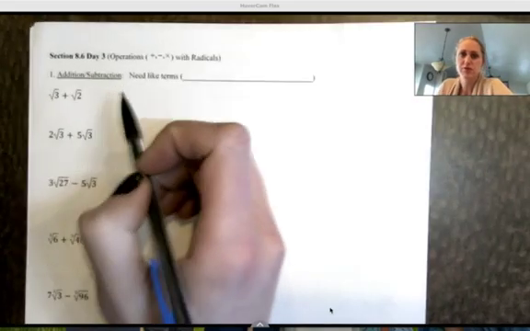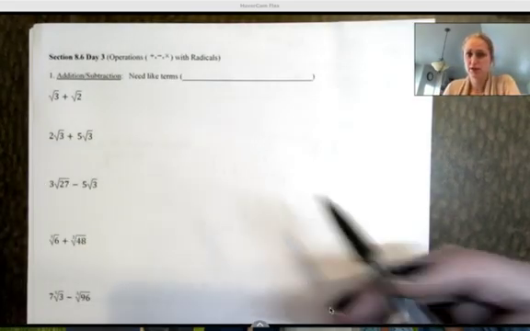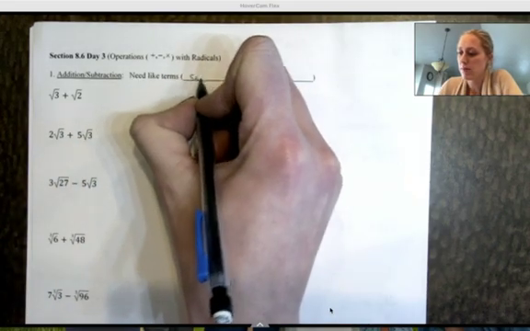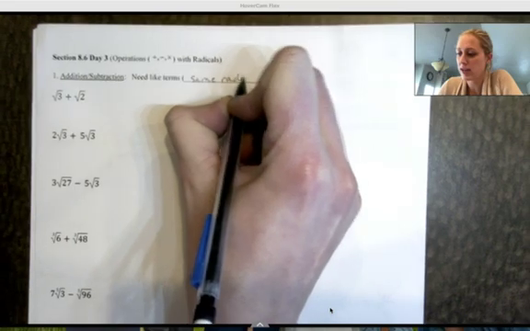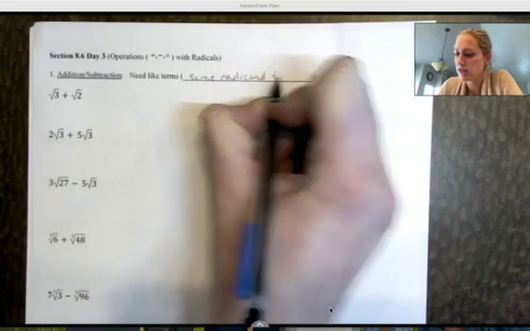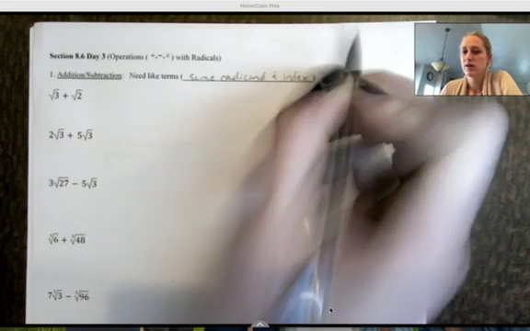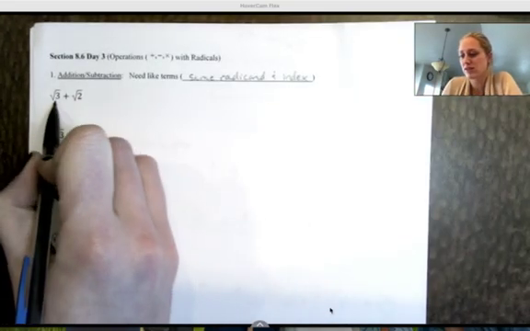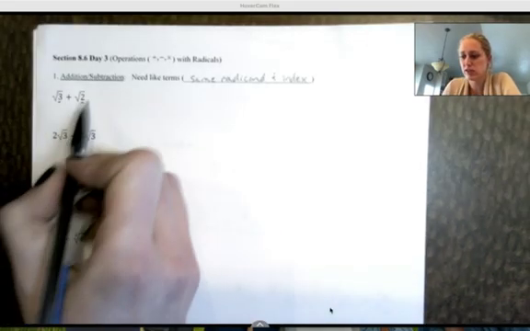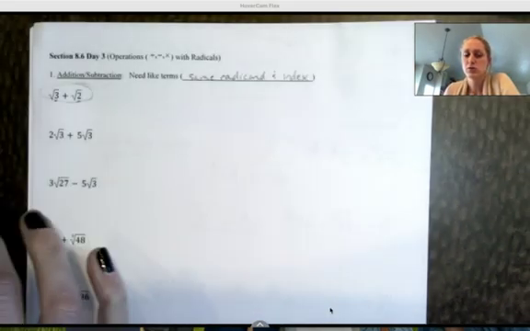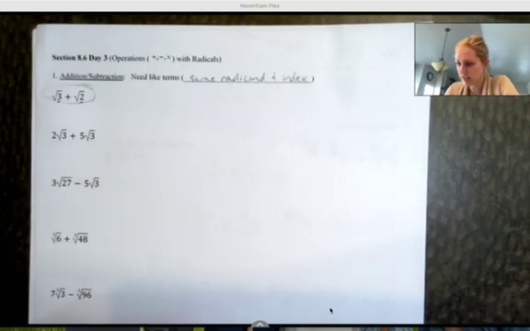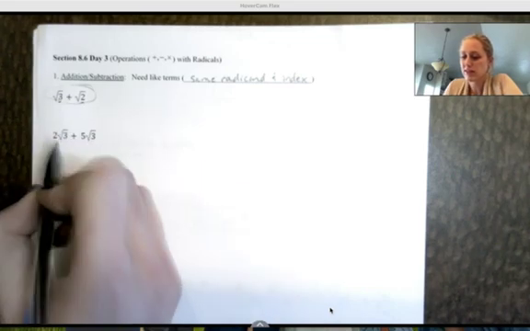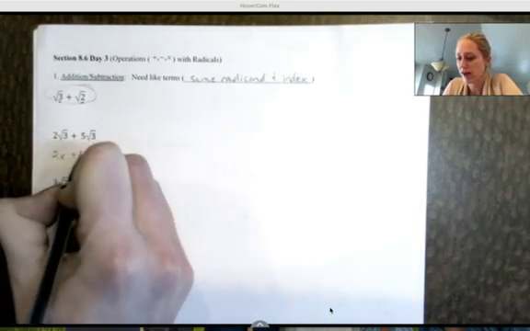This is 8.6 day 3. We're going to do some operations with radicals. For addition and subtraction, we need like terms, so it must be the same radicand and index. So with this one, they're both square roots, but what's underneath does not match. You cannot add these. This is the answer, okay? The square root of 3 and square root of 2 do not have the same radicand, so this is already simplified.